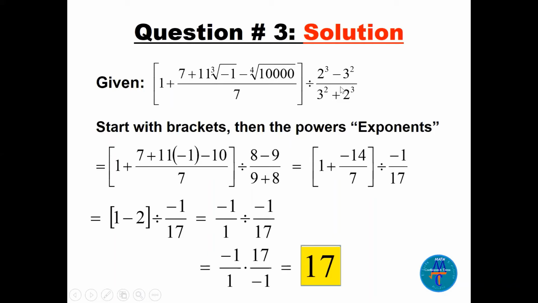2 cubed is 8, 3 squared is 9. Now here we have 3 squared is 9 plus 2 cubed is 8. Here we can add and here we can subtract. So on the other side, after division, we have minus 1 over 17. Let's go back. 7 plus 11 times 1, so this is minus 11, minus 11, minus 10, minus 21. Minus 21 plus 7, minus 14 over 7, which is minus 2. So 1 minus 2 in the bracket, which is 1 minus 2 is what? Minus 1 over 1.